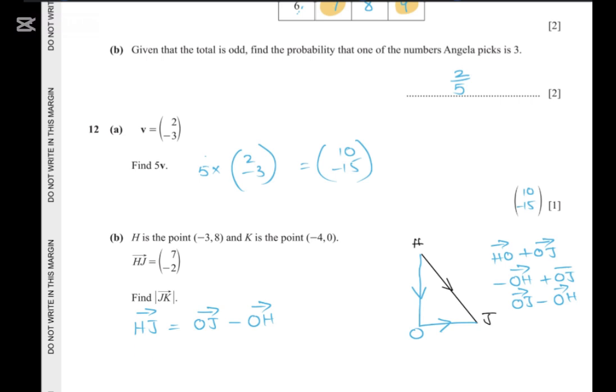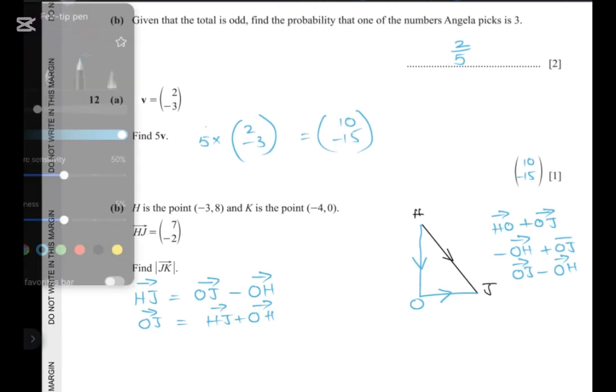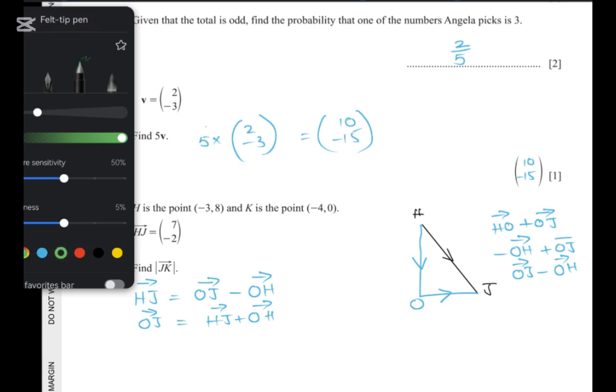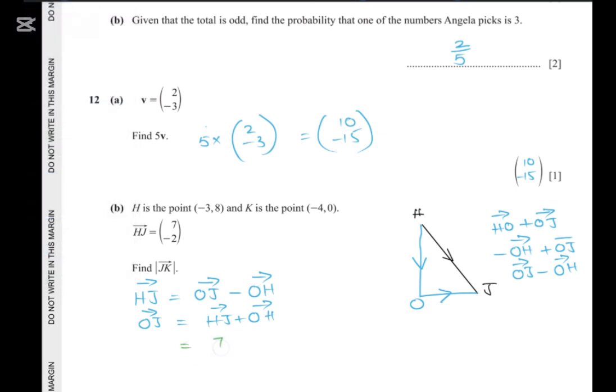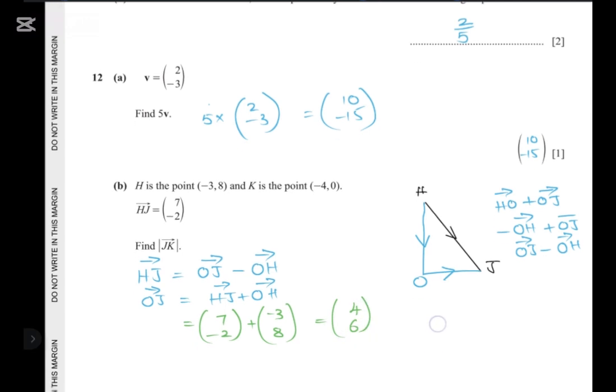So we don't know OJ. To find out OJ, what do we have to do? Bring OH onto the other side. So HJ plus OH it will be. If you do this, you get the position vector of J. Then OJ is equal to HJ, which we got as (7, minus 2), plus OH, which we know is (minus 3, 8). You can write it as a vector. So you get 7 minus 3 as 4 and minus 2 plus 8 is 6. So this is OJ. Now still we need to find JK.